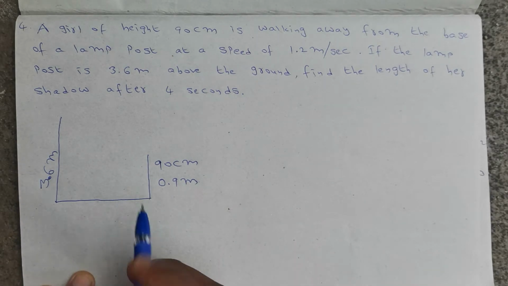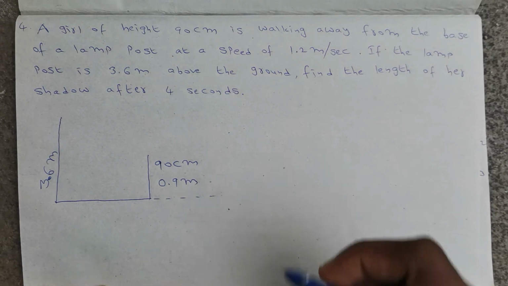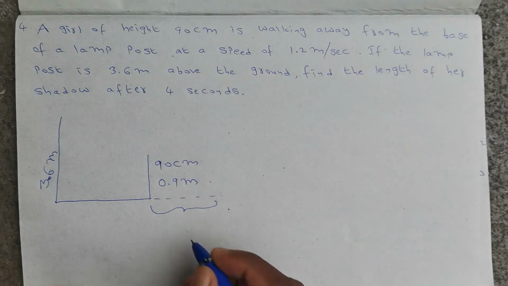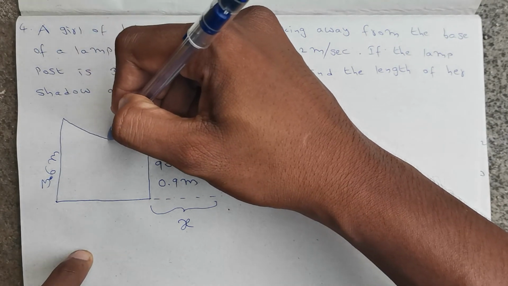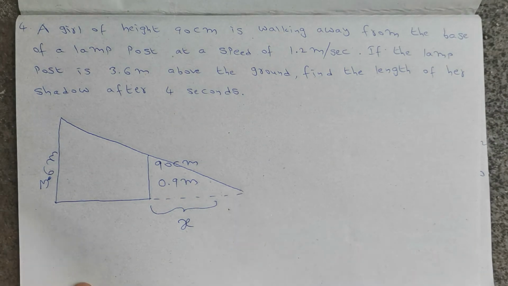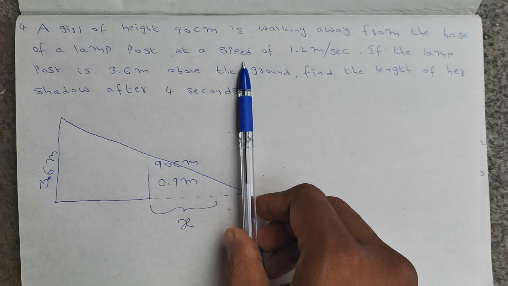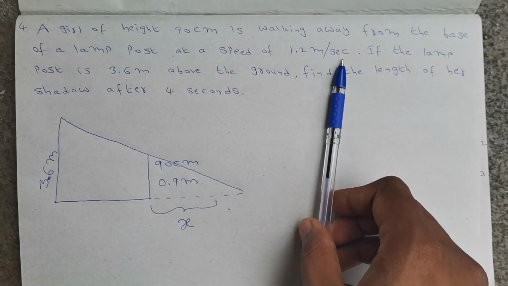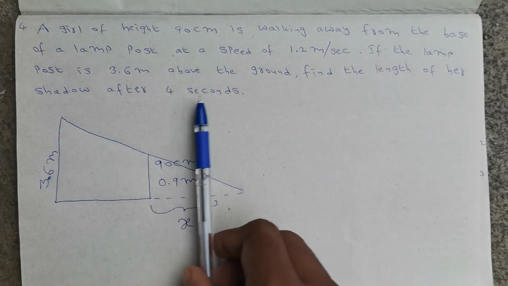Now, if the girl is standing here, her shadow will fall somewhere here. This shadow length we need to find out. I am taking it as some constant x. So if we join this figure, we will get triangle-shaped figures. Next, one more thing he gave: she is walking at a speed of 1.2 meters per second. For every second, she is going 1.2 meters. Then find the length of her shadow after 4 seconds.